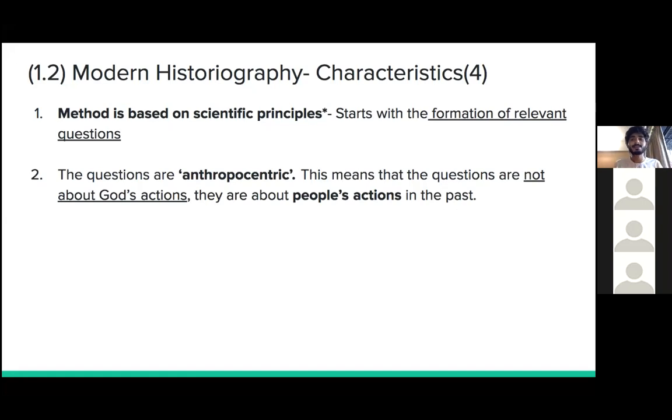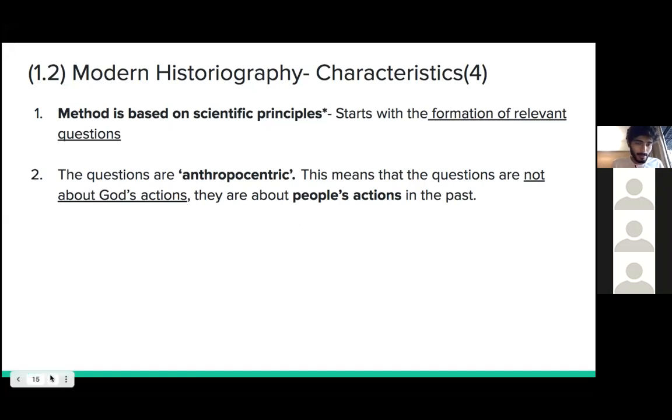So when we are writing history, we need to ask anthropocentric questions, not about gods, right? And we'll understand why later. But it's about people's actions in the past, right? So that's an important thing that we need to know.